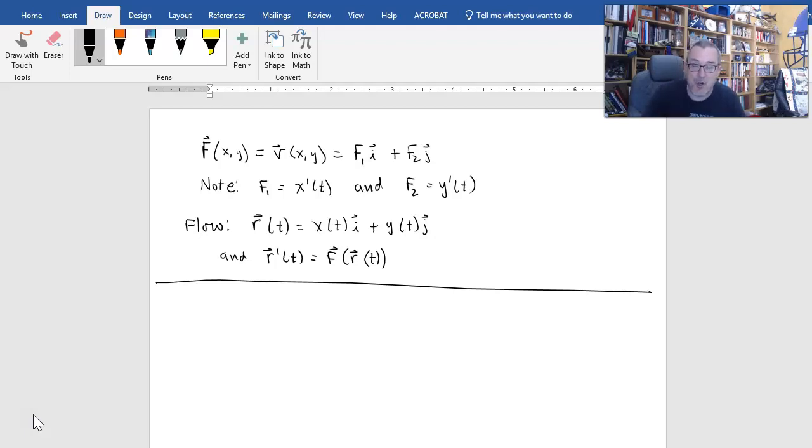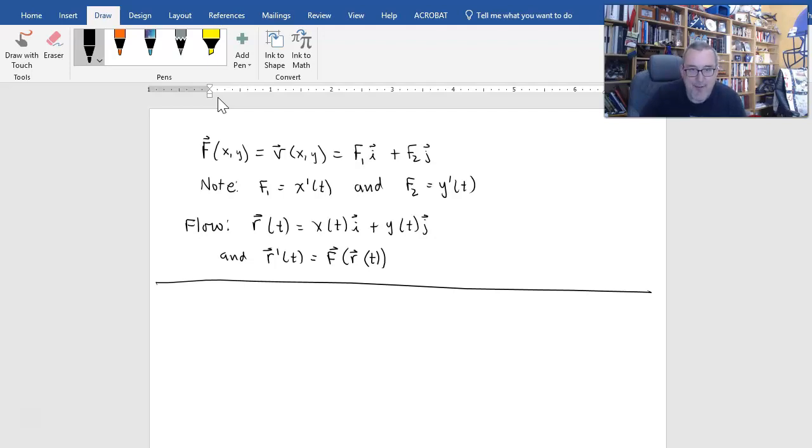So in the context of flow, at least as an application, we're thinking about this vector field as a velocity vector field. So at some location, x comma y, you're going to output a velocity vector at that location. And typically those vectors are going to be given to us in the form of something i plus something j. Now, because we're specifically talking about a velocity vector field, we can also define it such that f1 is going to be the derivative of x with respect to t, and f2 is going to be the derivative of y with respect to t.